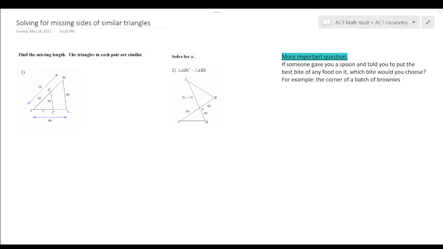Here are the two problems that we'll do, and to make sure we don't take ourselves too seriously, let's think about the fun question as we go. If someone gave you a spoon and told you to put the best bite of any food on it, which bite would you choose? For example, a lot of people like the corner of a batch of brownies.